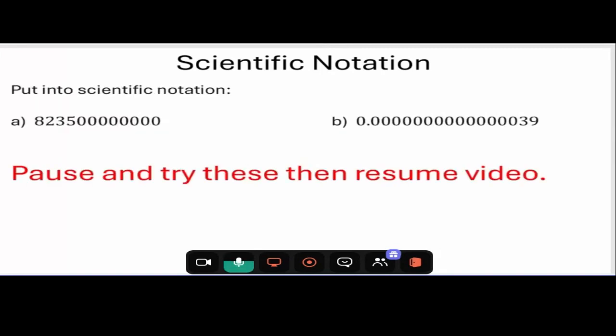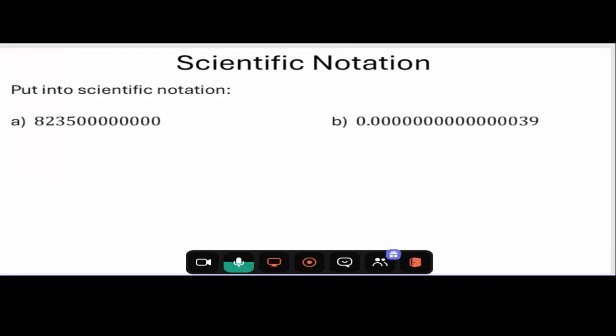So there's two for you to try. Put those into scientific notation using those two steps that we just learned. The first step is we put the decimal after the first non-zero number, which in the first example there is an 8. So we put the decimal after the 8.